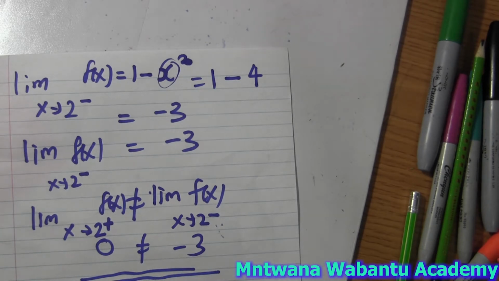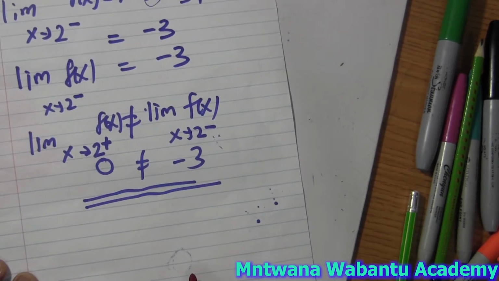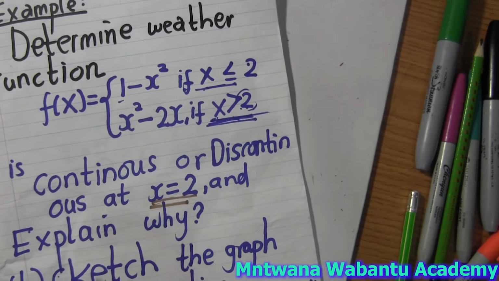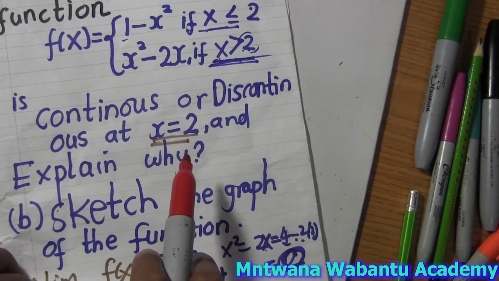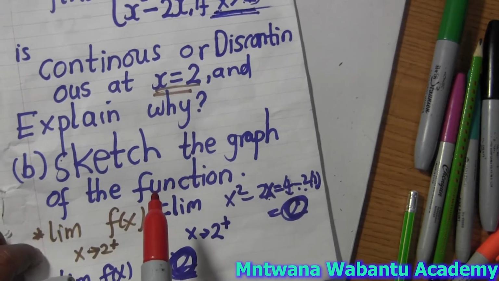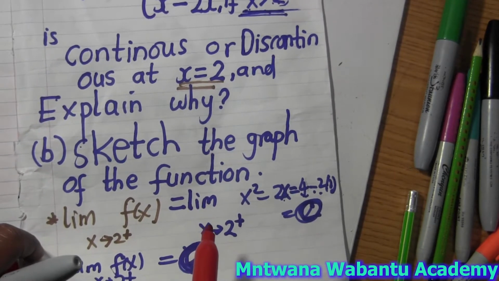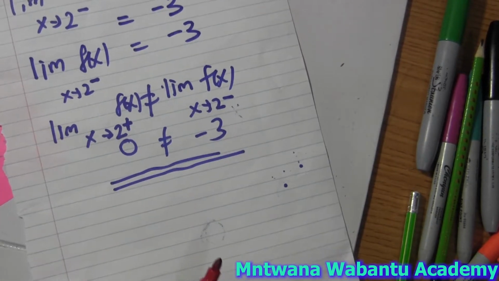So for that case, I can confidently conclude and say no, the function is not continuous, because when you come back here to the question, they say show that f of x is either continuous or not continuous at x equal to 2. That's why I did the limit at x equal to 2 and sketch the graph. So for that case, no, it's not continuous.